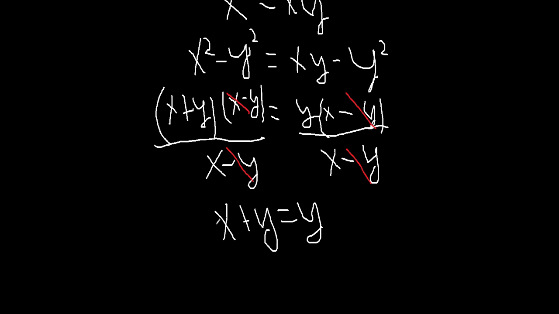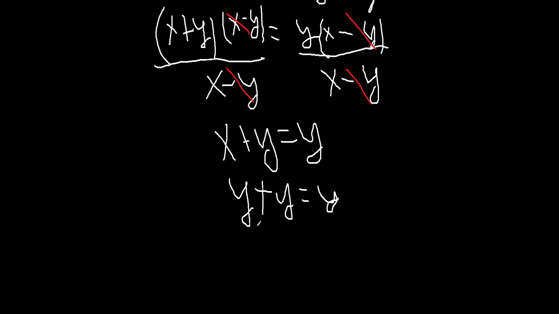So since x equals y, you can just substitute y in this equation for x. So we have y plus y, and that equals y. And since y plus y is 2y, 2y equals y.